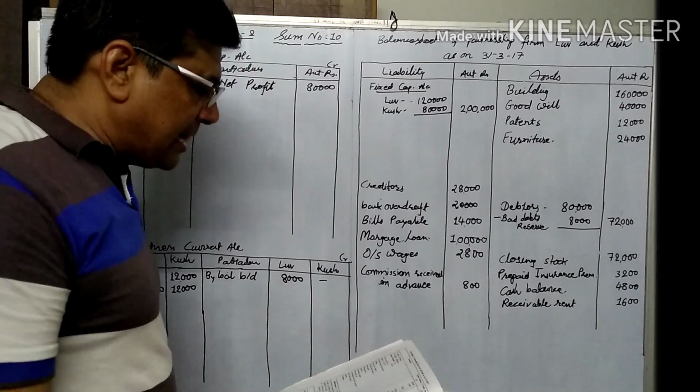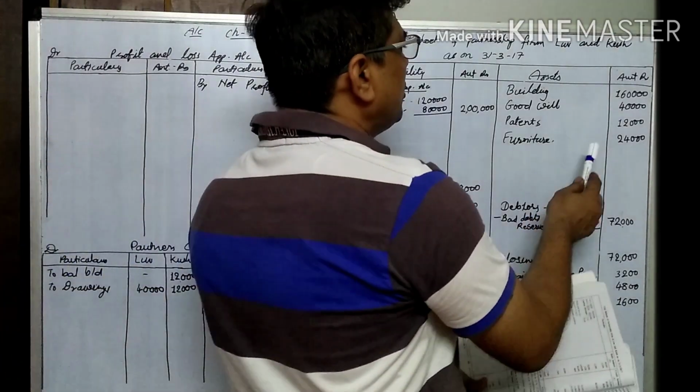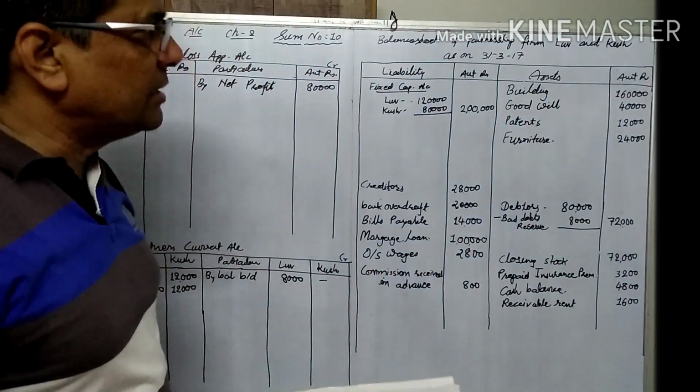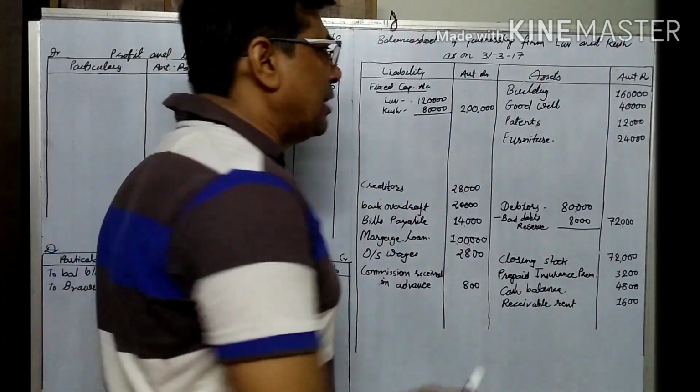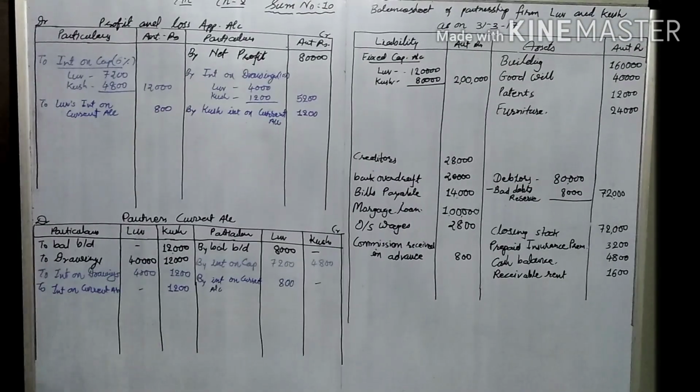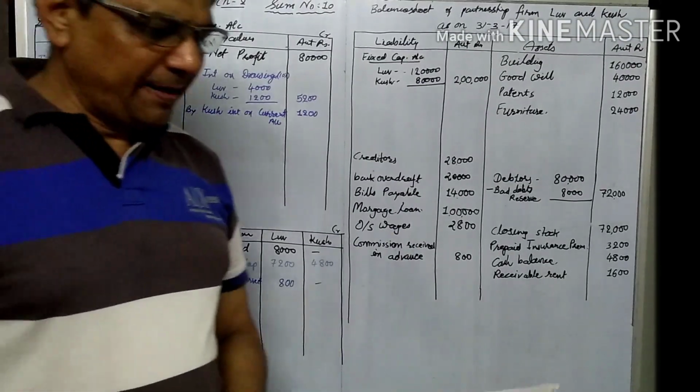Now patent is 12,000. The patent is 12,000 on the asset side. And furniture is also an asset. So write on the asset side 24,000. Okay. Now we have to do the adjustments.